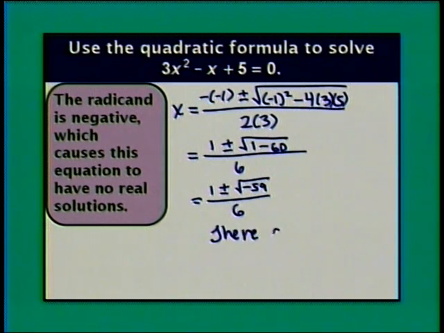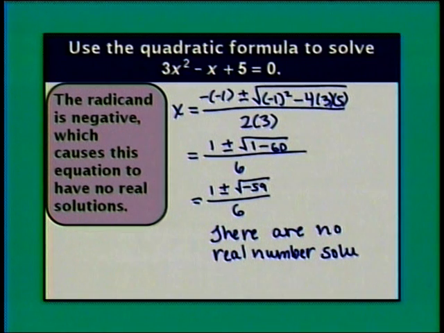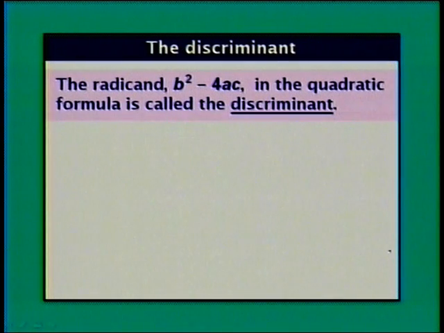So there are no real number solutions. Well, let's take a closer look at this radicand. The radicand, b squared minus 4ac, in the quadratic formula is called the discriminant.